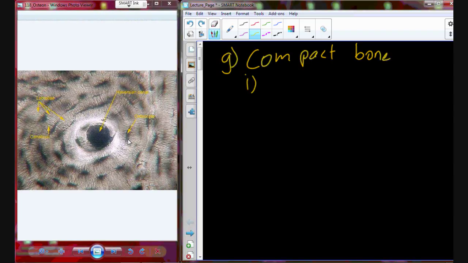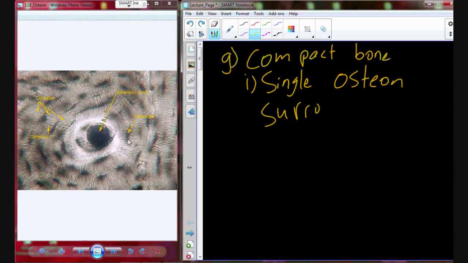So really, when we look at compact bone, what it comes down to is that compact bone is made up of single osteons surrounding that central canal.